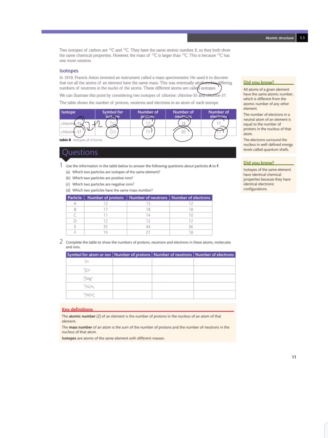And so actually in the periodic table they are added together, and so you get 35.5. So that's an average. And that is it.